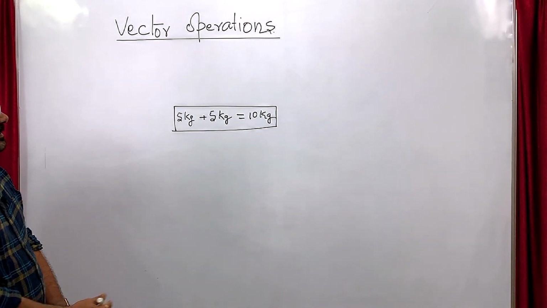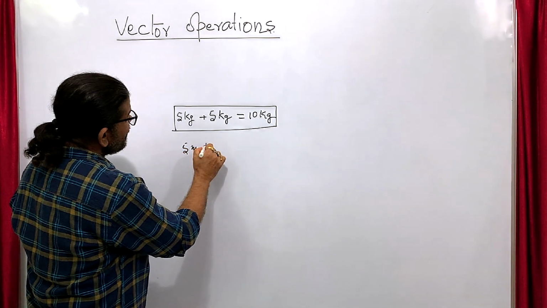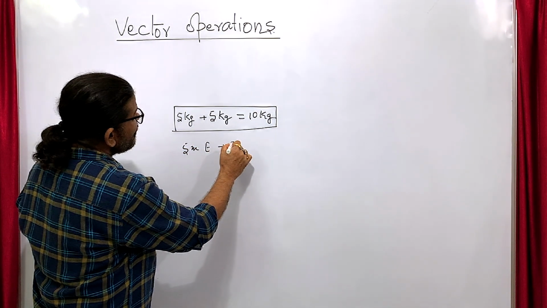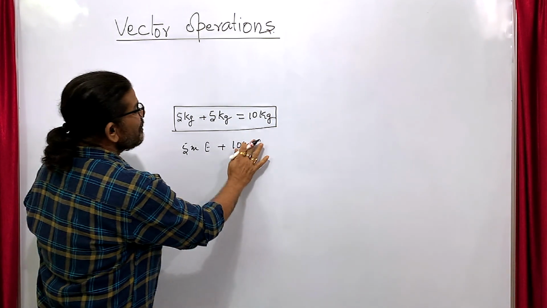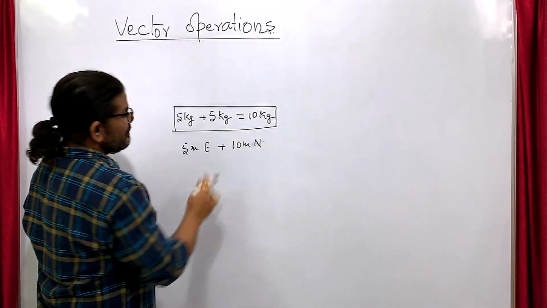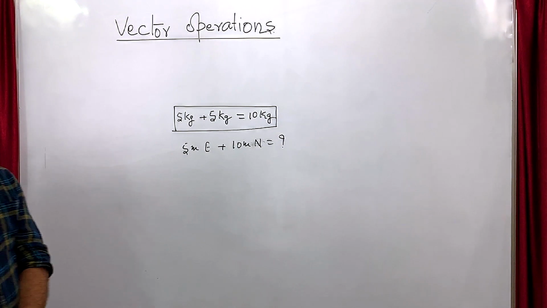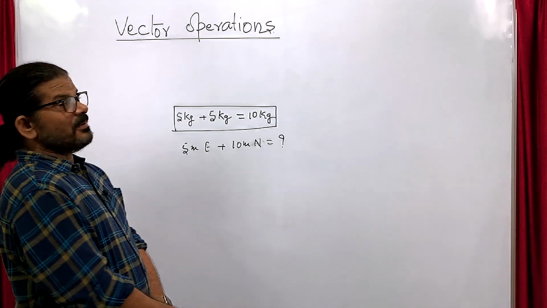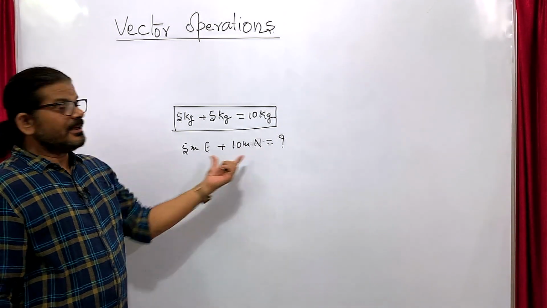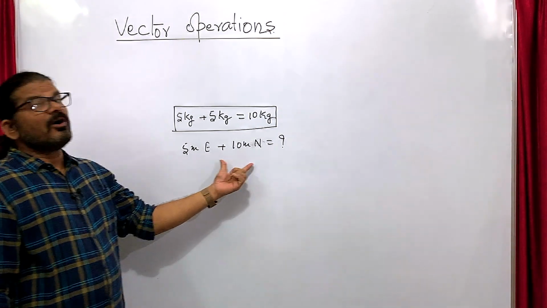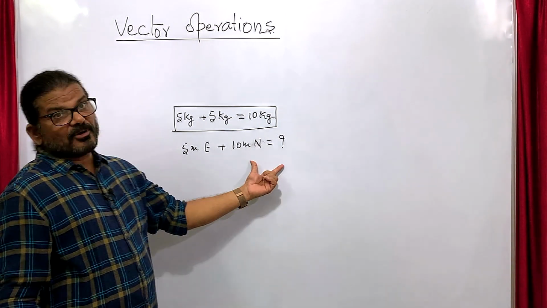But now, if you are saying 5 meter east plus 10 meter west or north equals to what? Then with the known mathematical operations, we cannot handle this. It means a new approach or process is required. What will be that process?